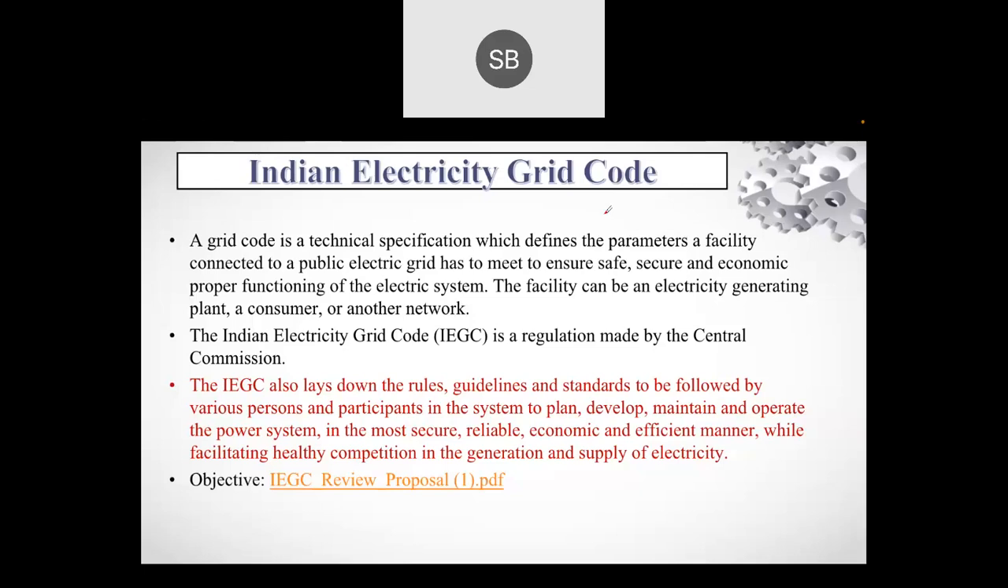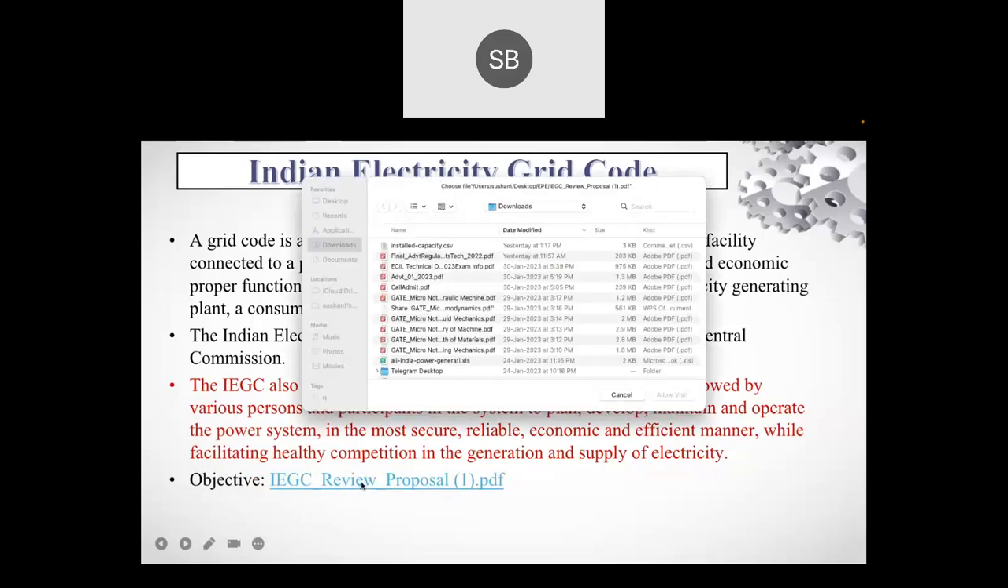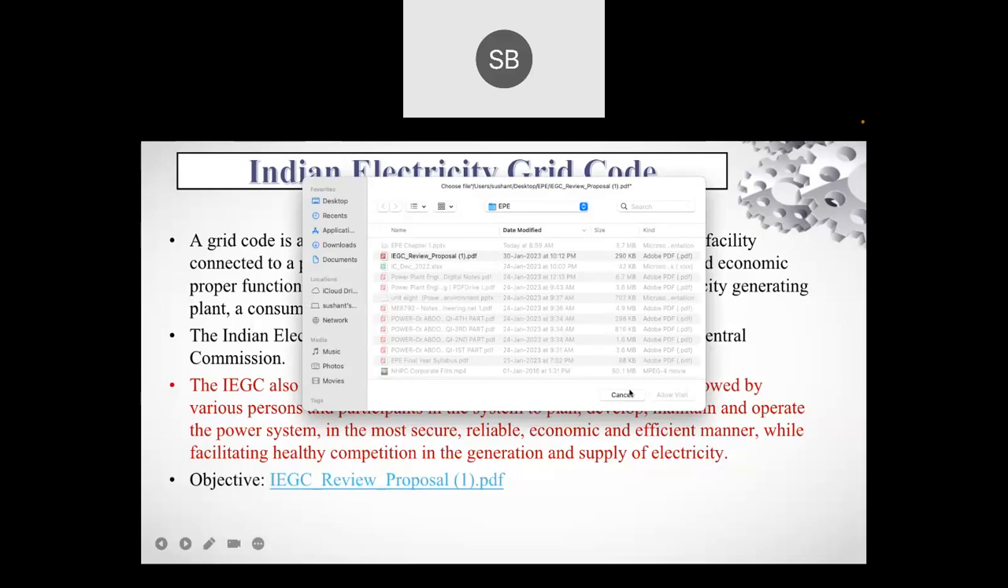In the case of hydroelectric power plants, those plants are near the hilly area, right? So from the hilly area to the customer, we have to transport the electricity. In that case, we should know what the Indian electricity grid code is and how to develop that particular electricity grid, which connects the power plant to the national grid. You can also see this IEGC review report. I will show you.